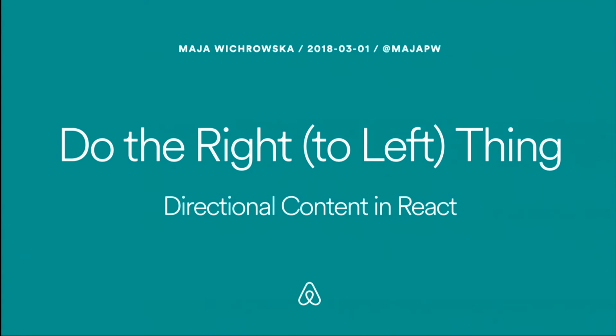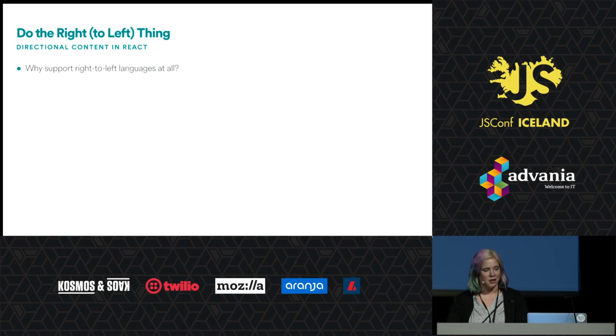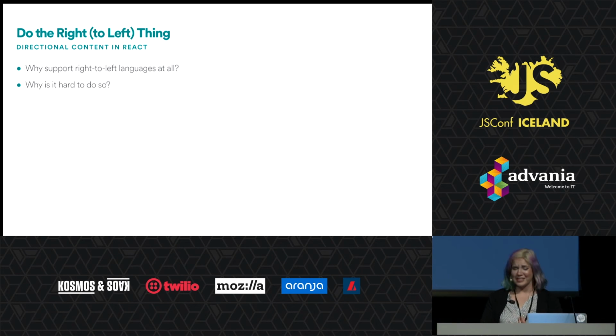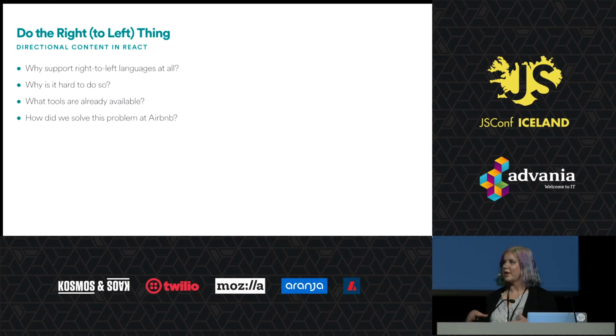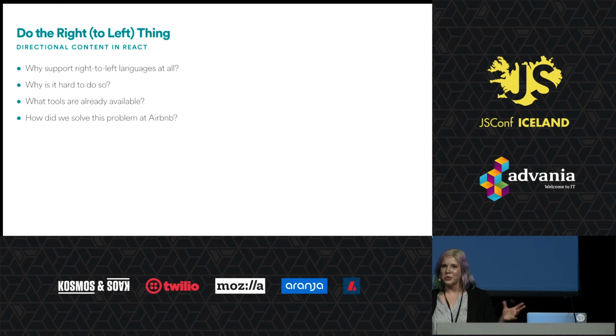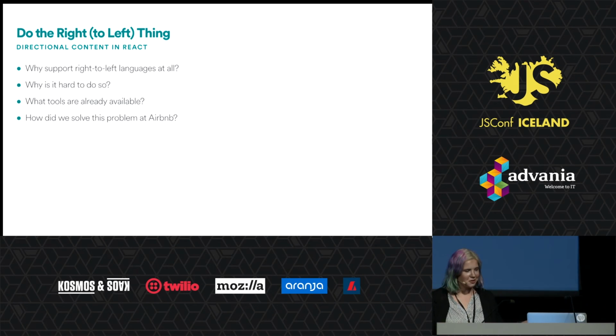So I'm here to talk to you today about right-to-left languages, and specifically the infrastructure we've been working on to support them at Airbnb. I hope to answer a number of questions throughout this talk. First, why support right-to-left languages at all? Why is it hard to do so? What tools are already available to us out there? And then finally, how we ended up tackling the problem at Airbnb, with a special secret bonus deep dive into our CSS and JavaScript infrastructure.